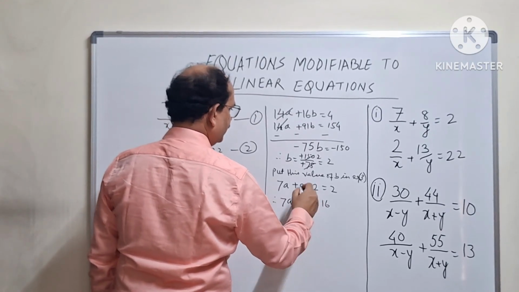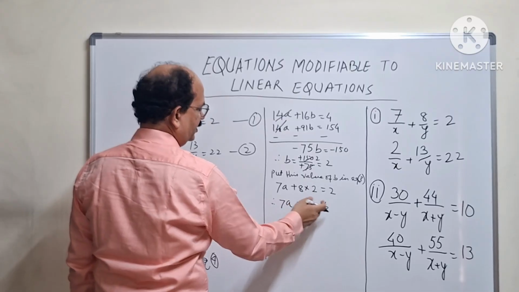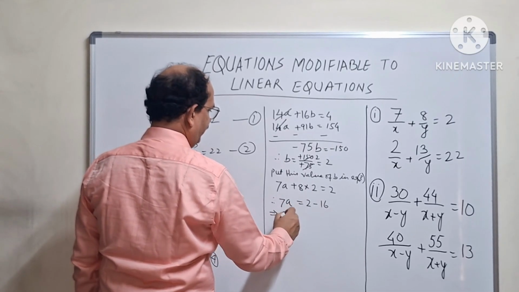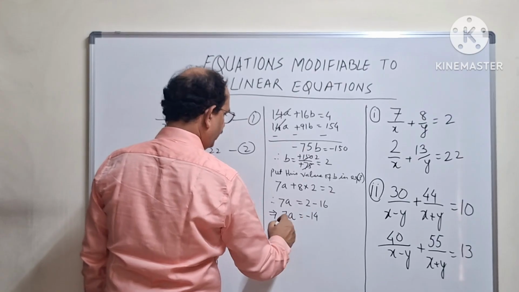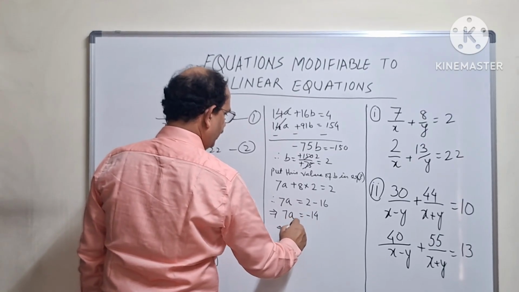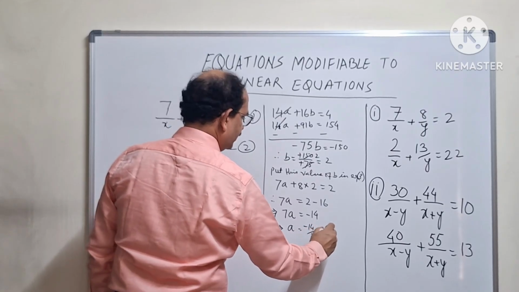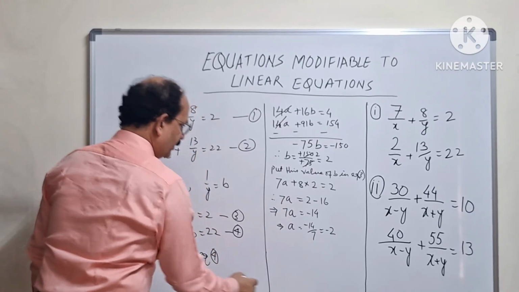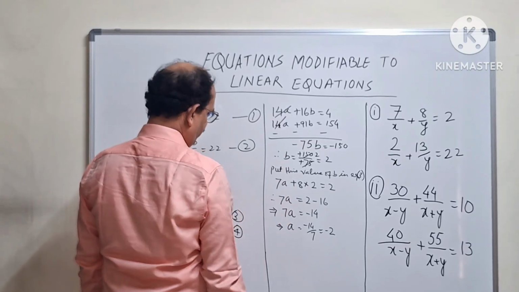minus 16, because 8 into 2 is 16. And 16 goes that side, so it becomes minus. Which leads to 7a being equal to minus 14, and therefore a will be equal to minus 14 by 7, which is equal to minus 2. Now, we got b is equal to 2, a equal to minus 2.